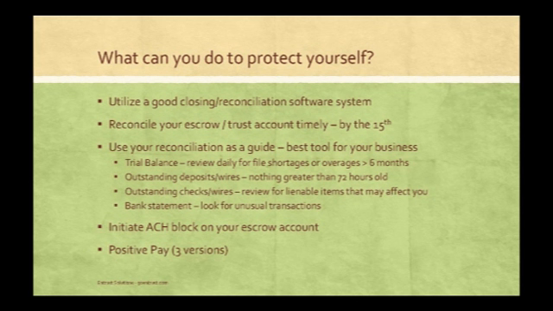So use your reconciliation as a guide. It's the best tool for your business. Look at your trial balance. Your trial balance breaks down how much money you have in each file, either over or short. Review it daily for file shortages, or if you have a file overage greater than 6 months, why do you have a shortage? Why do you have a file overage?